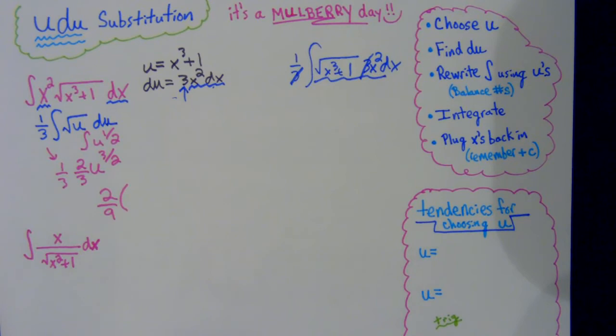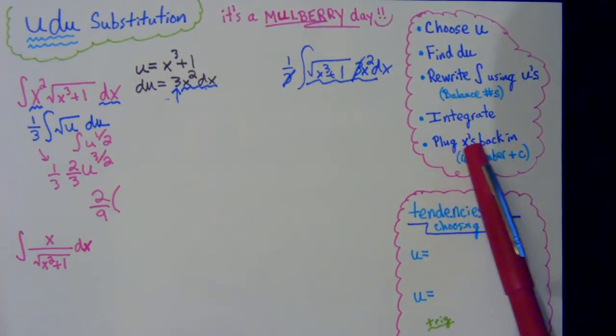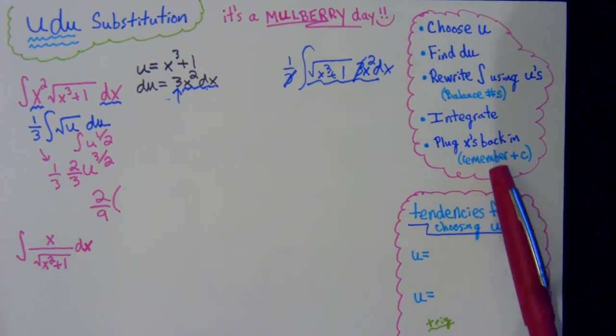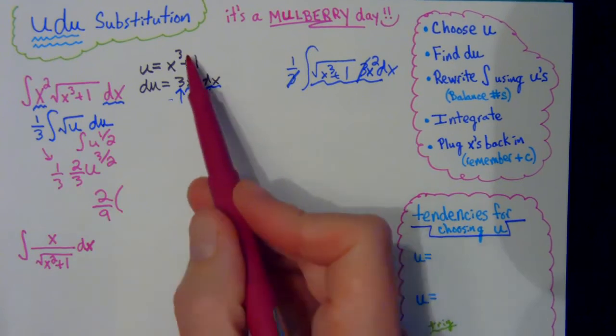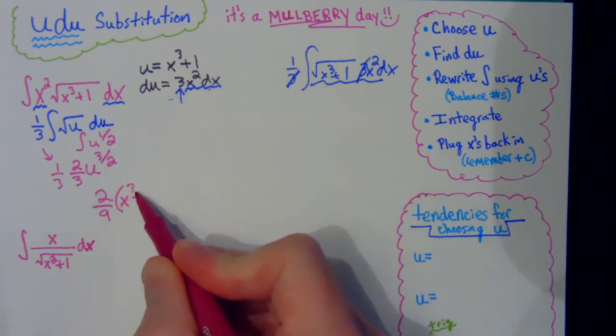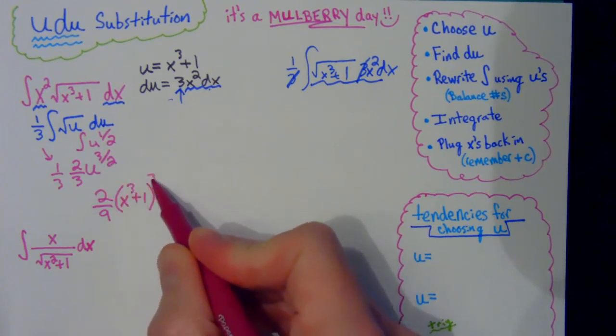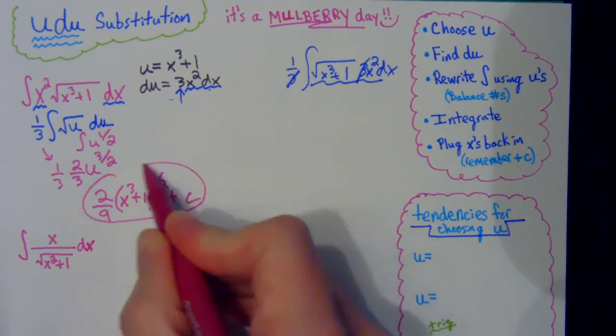And then for the final step, notice that I rewrote it and I integrated it. Your final step is you're just going to plug the x's back into the problem. And then it's an indefinite integral, so we always have the plus c right there. So I'm going to take the u equals x cubed plus 1, plug that in place of the u. And then you need to remember that 3/2 power right there. And then you've got your plus c, and then you're done.